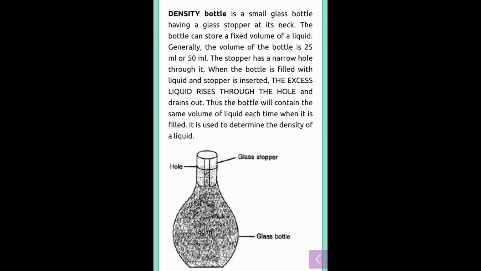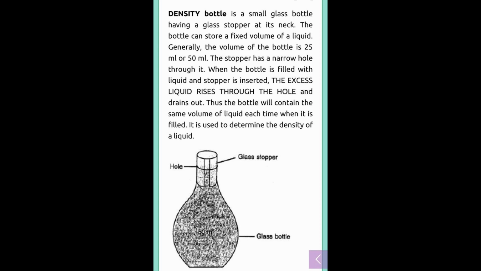It is used to determine the density of a liquid. So, density bottle is used to find the density of a given liquid. Say that we have to find the density of water. So what we are going to do is that we are going to find its volume first, then we'll find its mass, and then we'll use the formula density is equal to mass upon volume.